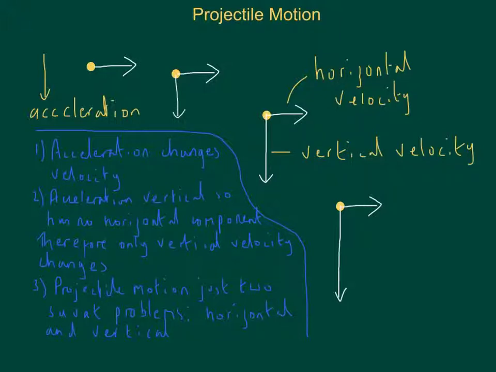So projectile motion is basically just two SUVAT problems. You've got horizontal and vertical. So if you can do your one-dimensional stuff, then projectile motion is a doddle. So we'll go through an exam question, which was a nice question actually.